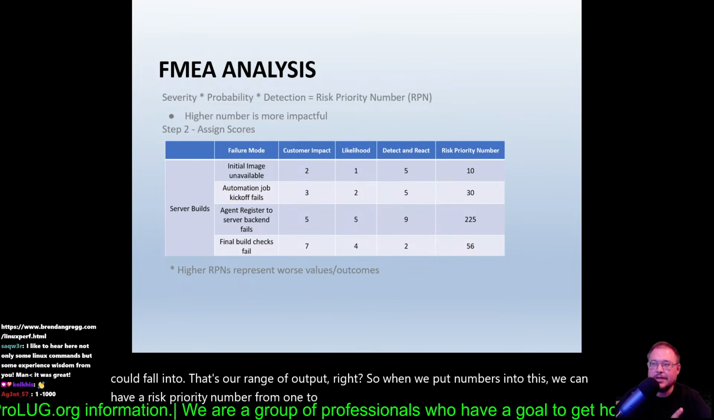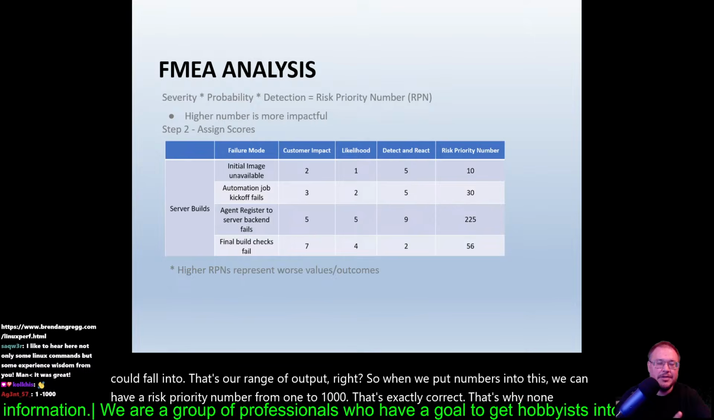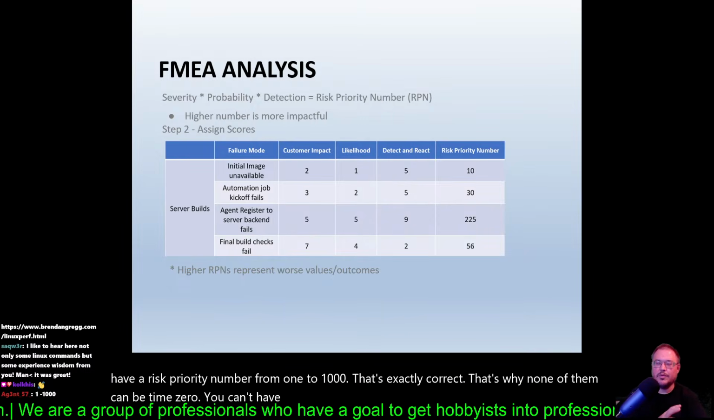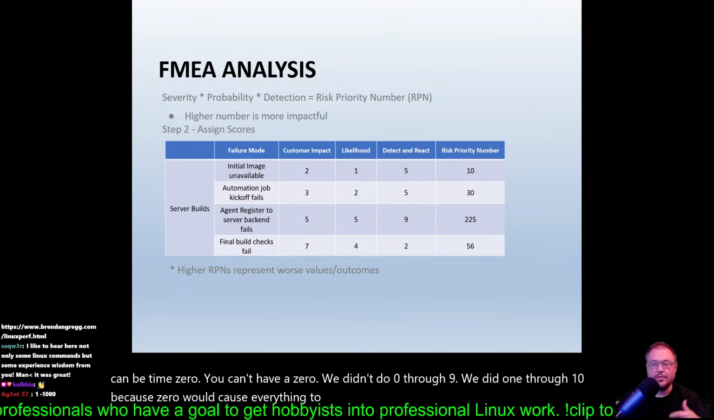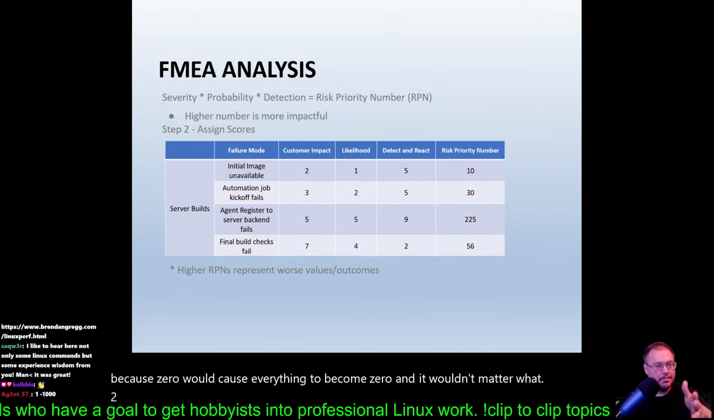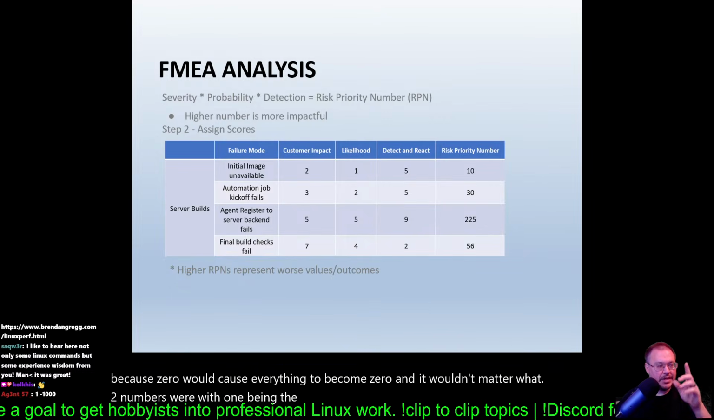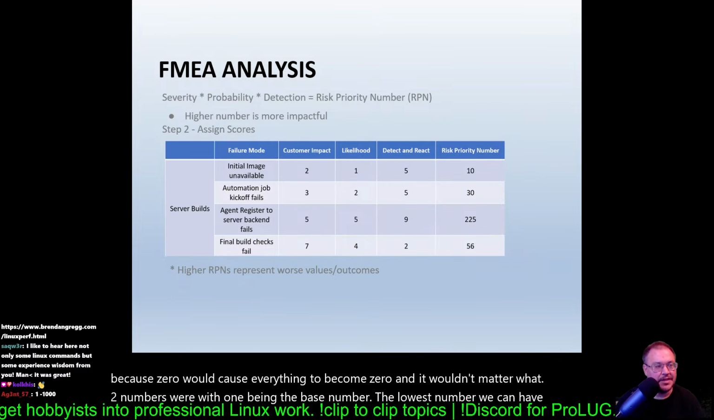That's exactly correct. That's why none of them can be times 0. You can't have a 0. We didn't do 0 through 9. We did 1 through 10. Because 0 would cause everything to become 0, and it wouldn't matter what the other 2 numbers were. With 1 being the base number, the lowest number we can have is 1, and the top number we could have is 1,000.